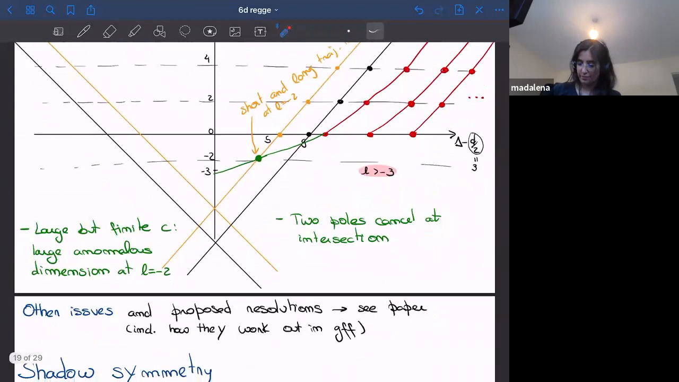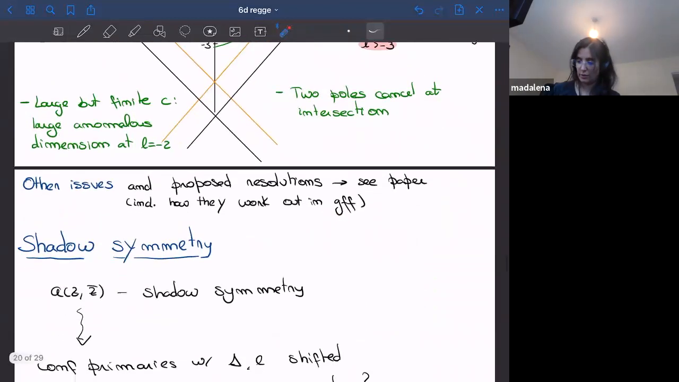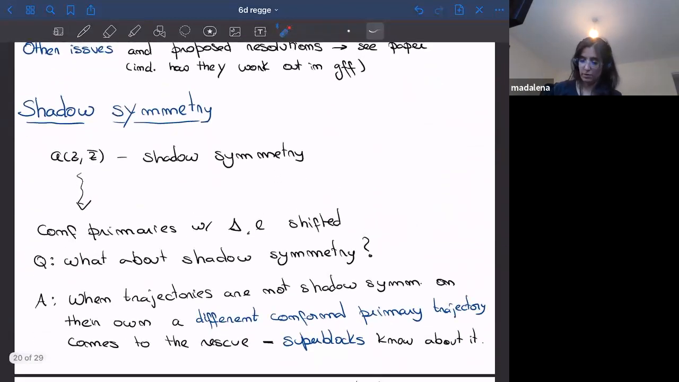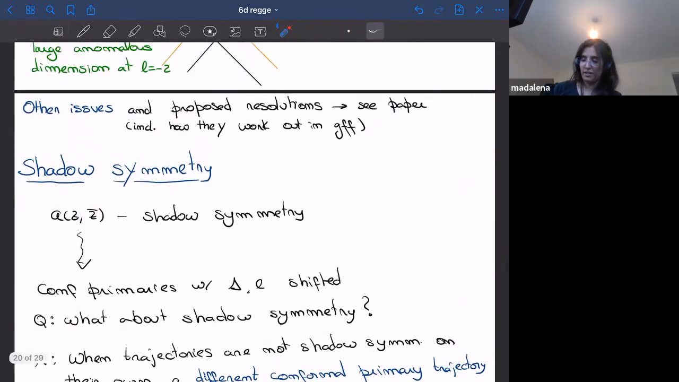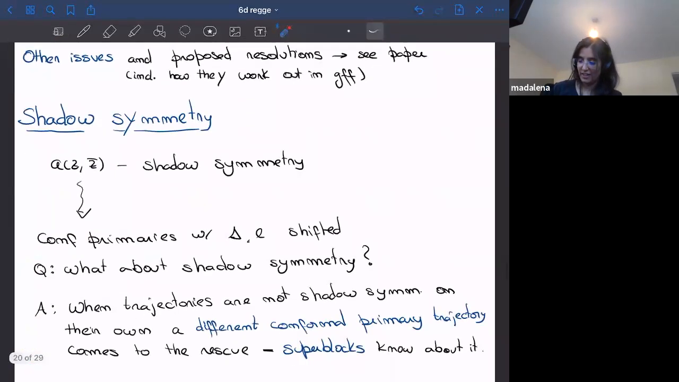Okay, so there are other issues, and we proposed some resolutions, and we also saw how they work out in GFF, but I won't go into those. I just refer you to the paper if you want to see. One quick comment for people who might care is that the trajectories I was drawing here, they're all shadow symmetric. Okay, I was lazy and didn't draw this half, but the idea is that they're all shadow symmetric.